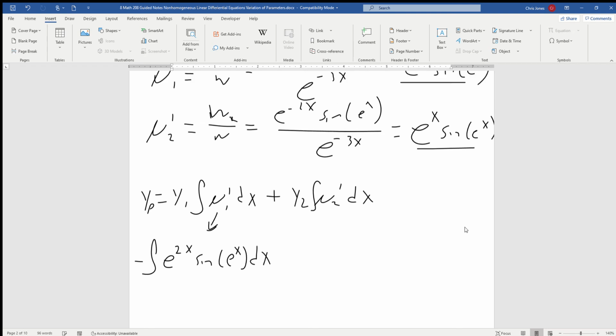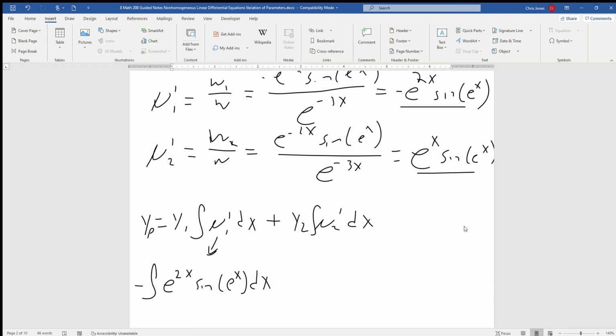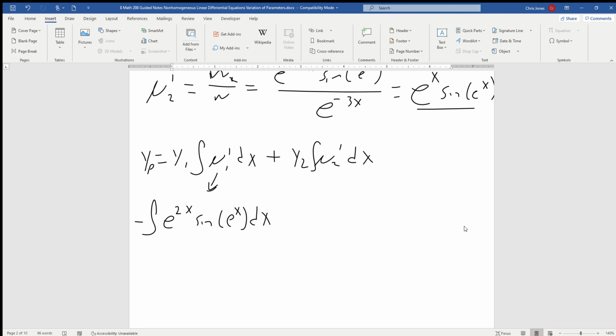Why is this so difficult? Well, it's not a straight u substitution, because if u was equal to the interior e to the x, the derivative would not be e to the 2x. But we can manipulate this.